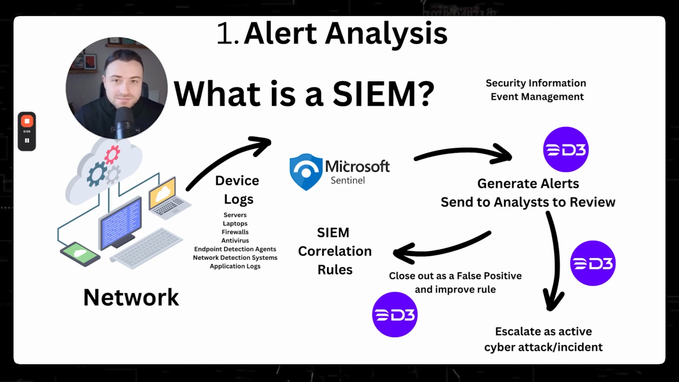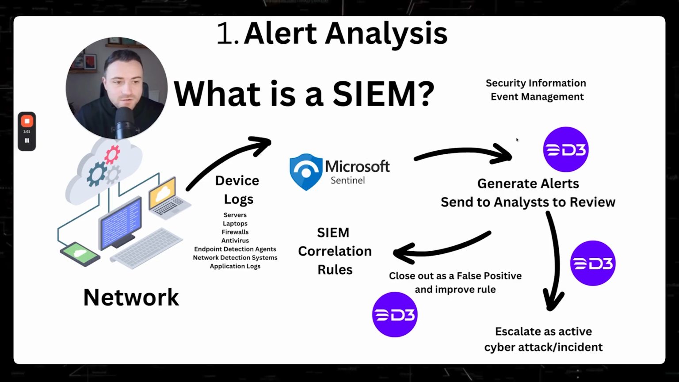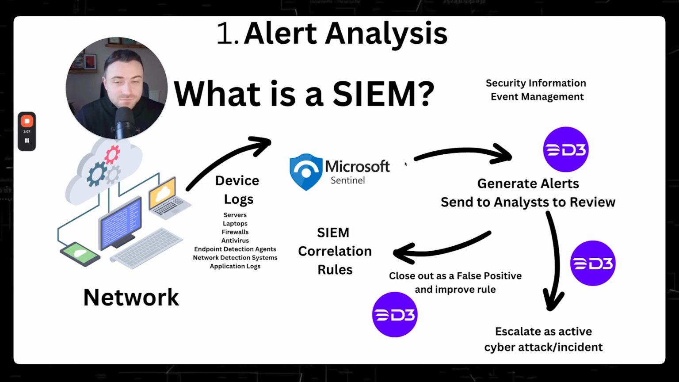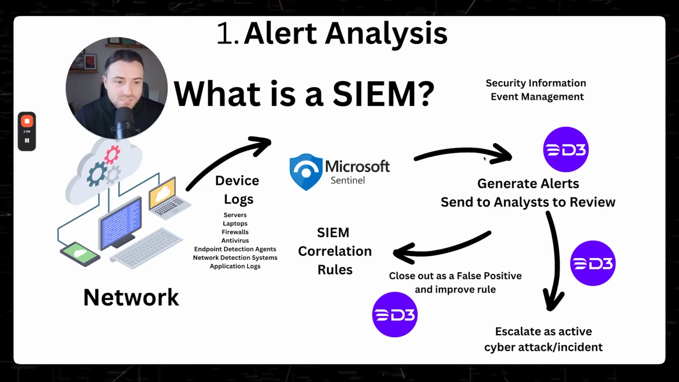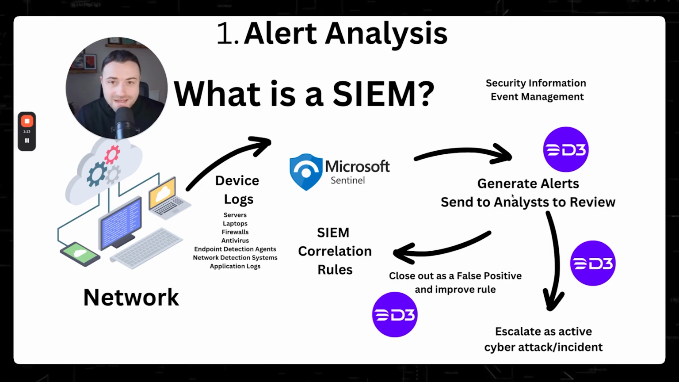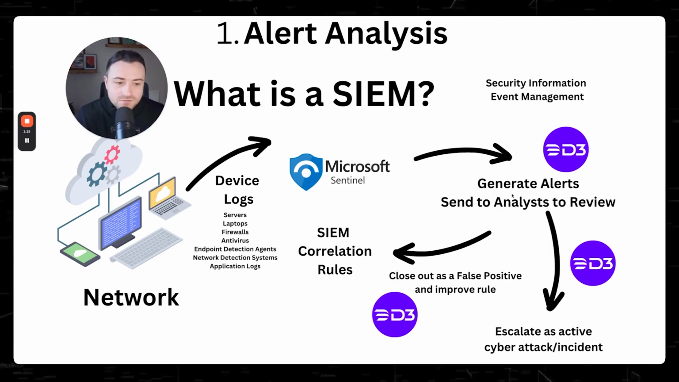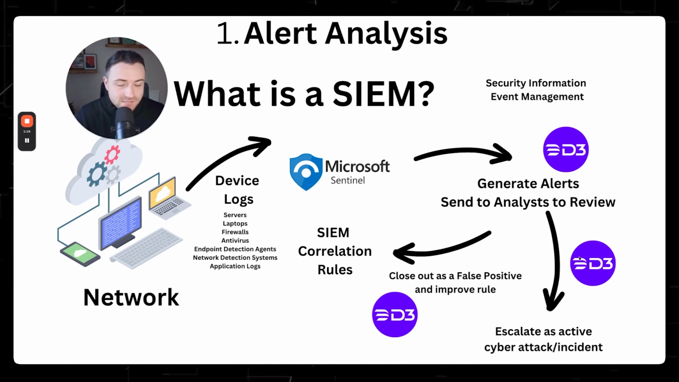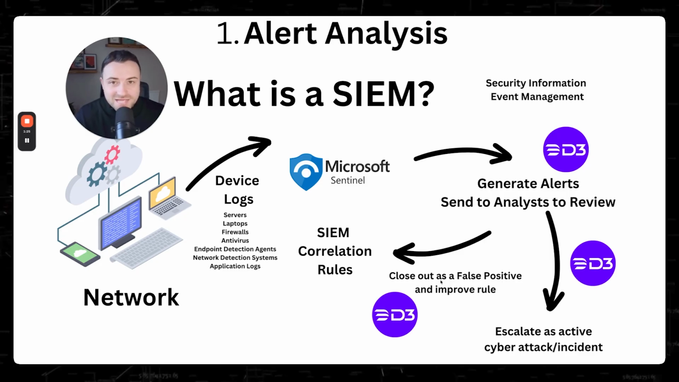Now, this is how it's traditionally done, but what I'm seeing now is tools like D3 Security are being integrated into different parts of this process to speed up certain parts of it. So D3, for example, can analyze some alerts for the analysts so they don't need to review every single alert. They can even work to escalate some of these alerts into incidents, and they could also make suggestions on how to improve the rule if it detects a false positive.